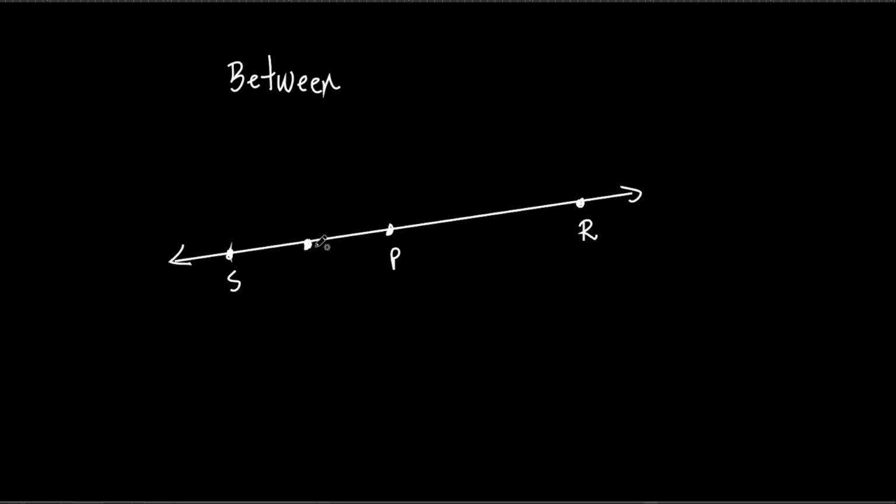Okay, if I put some other letters in here, put an X and a Y, now you have a whole bunch of stuff that's between, right? You could say that X is between what and what? S and P. You could also say X is between S and Y and S and R. You get it? As long as one's on one side of the line, one's on the other side of the line, then you could say that those letters are between those two points.